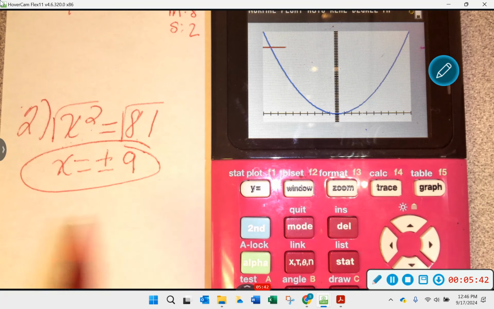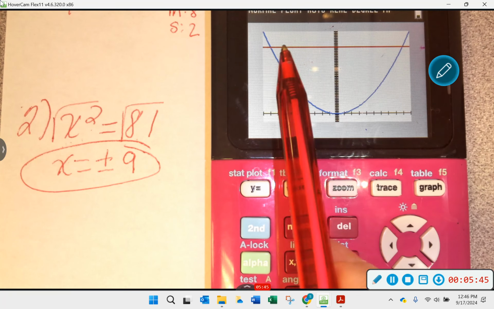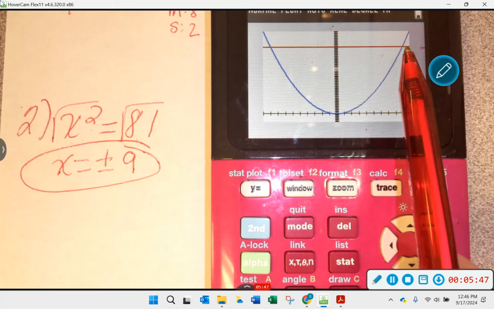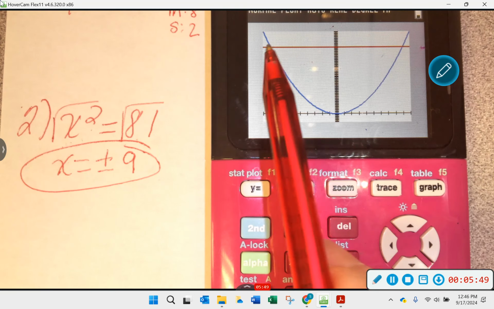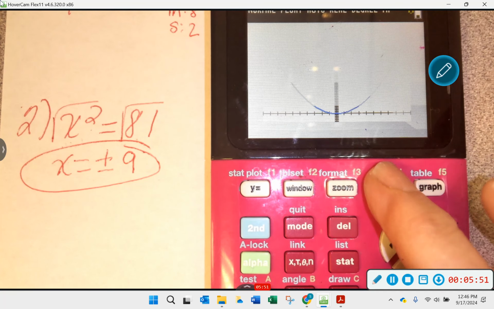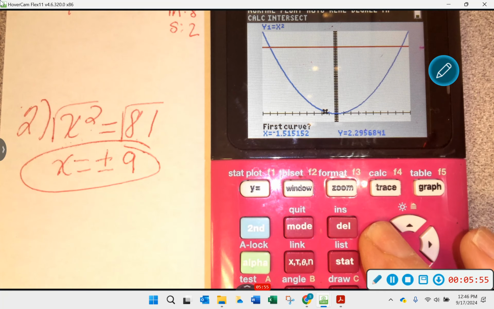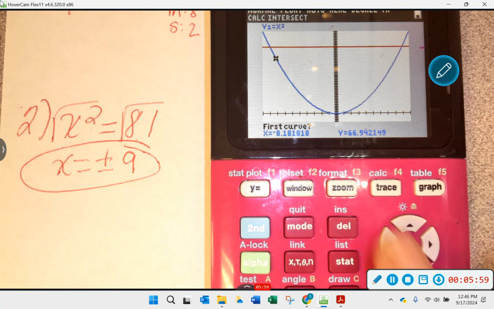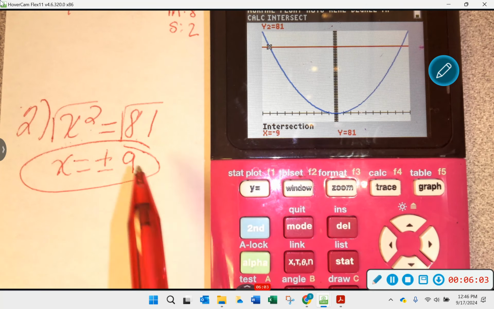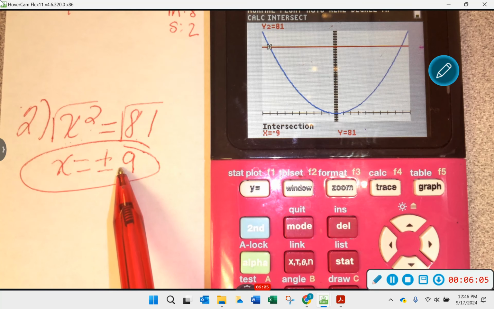So here's our quadratic. Here's the y equals 81. Can you see there are 2 spots where it works? And if I just find one of those, I'm not going to find both, but just to show you, this is the one that people typically forget, the one over here. I have to be close to it. I push enter, enter, enter one more time, and -9 is the solution to that.